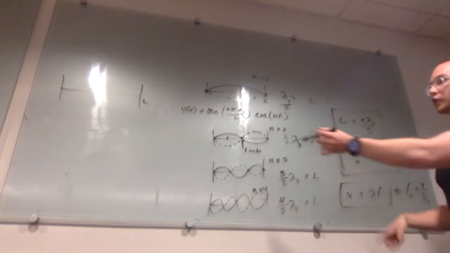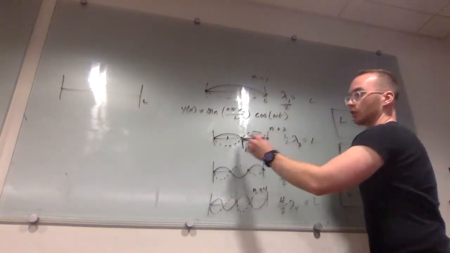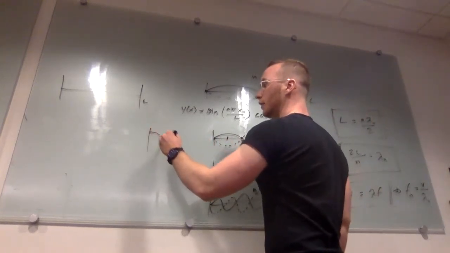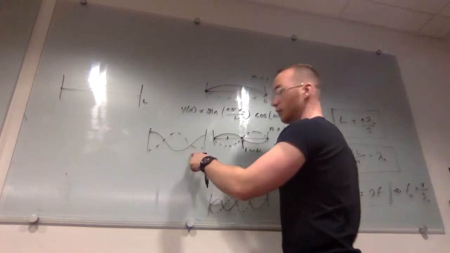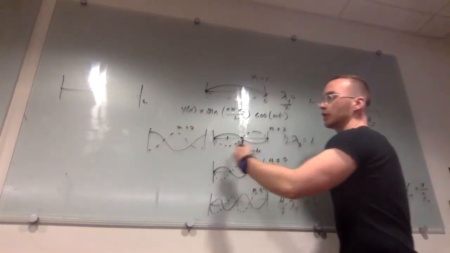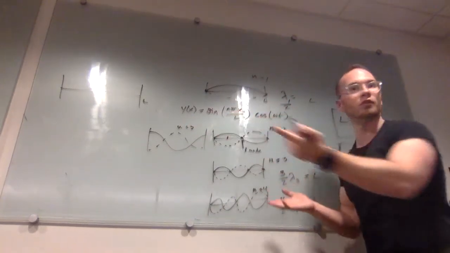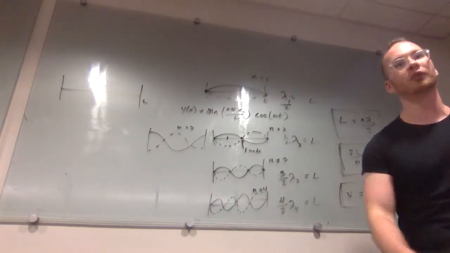You're going to have a full wavelength; it can look like this or it can look like this. This is open-open, n equals 2. You can see it's literally just this, but shifted over. So all these formulas are identical for open-open.